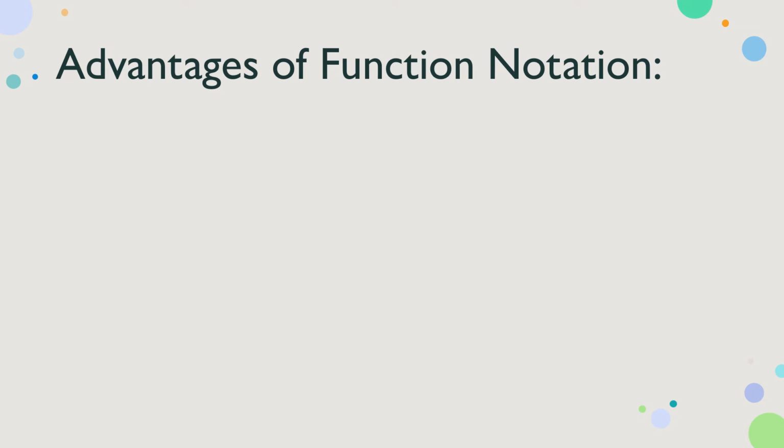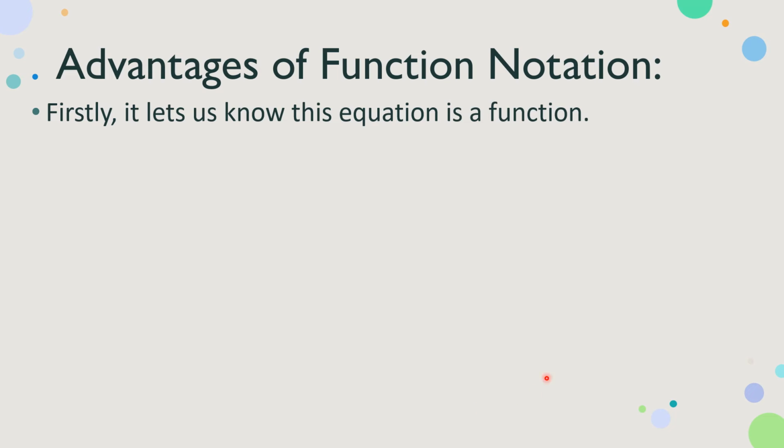Okay, so there are some advantages to this. You might be saying, Mr. A, why do we got to write it like this? It seems like a lot more work than just writing y. Well, the first advantage is that it actually lets us know the equation is a function. So it is kind of a good reason, because right away when you see f of x, you know that you're working with a function and it's going to follow the rule of each x having only one y value.